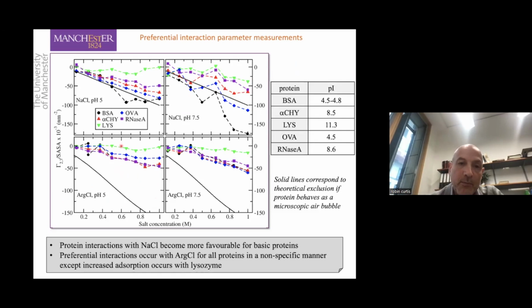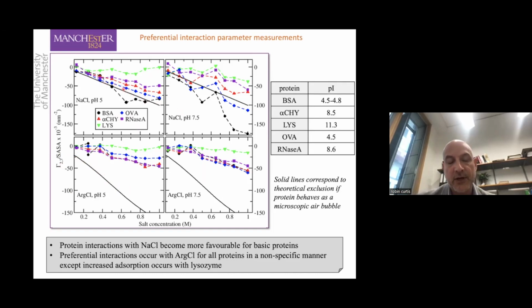Here we normalize this preferential exclusion by the surface area of the protein, because you expect the preferential accumulation to scale with the area of the protein. These solid lines are what you would expect if the protein just behaved as a low dielectric body. Some work has shown that these predictions work pretty well when you have salts that don't interact with the protein surface. So with something like sodium sulfate, you could predict the exclusion about the protein just by treating it as a microscopic air bubble.